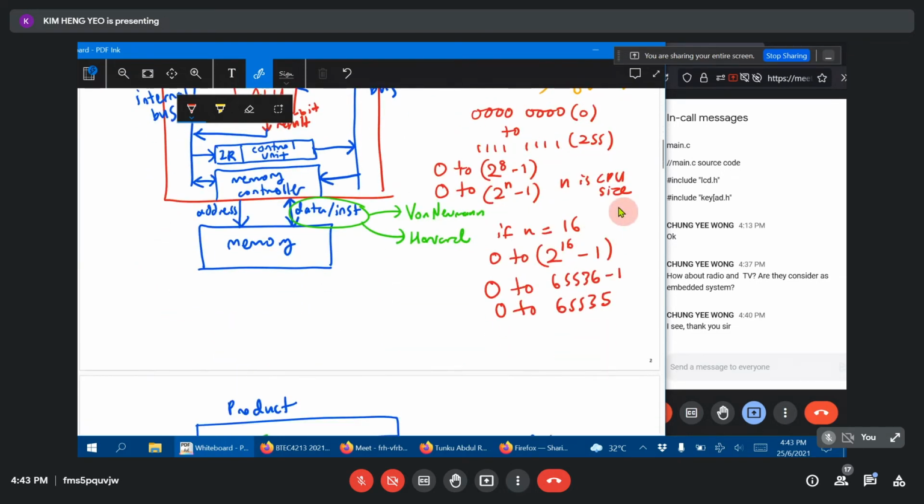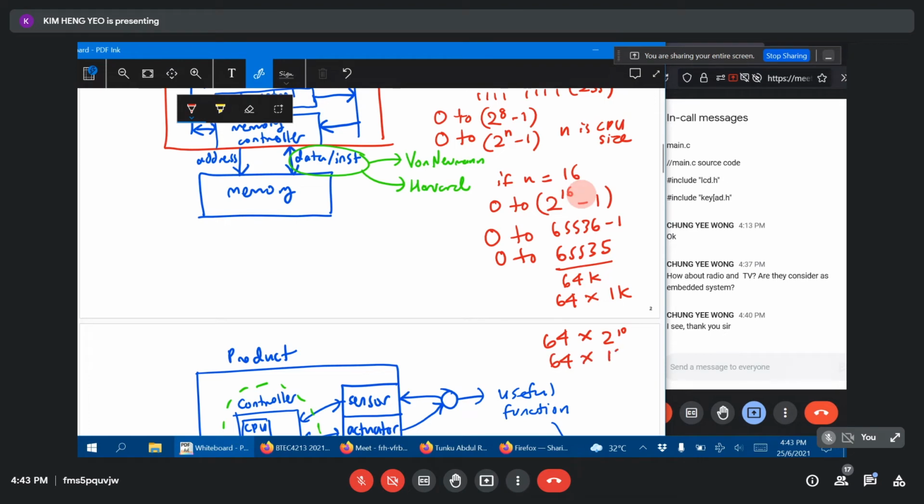Now, some trivia. 65536 is called 64K. In embedded systems, 1K is not 1000. 1K is 2 to the power of 10, or 1024. So don't get confused with this. That's why when you multiply 64 by 1024, you get 65536, which is also known as 64K. You might wonder why 64,000 becomes 65,536. Because it's not 1,000, it's 64 times 1024.